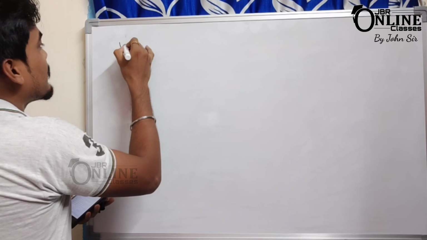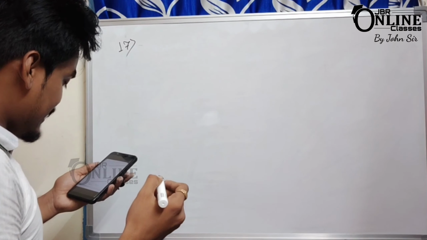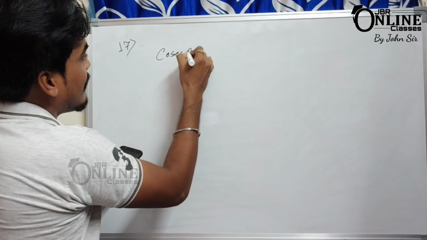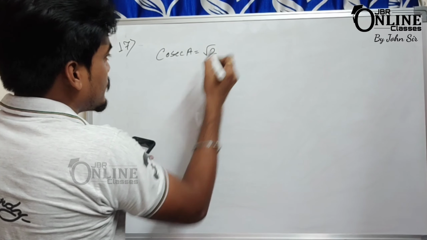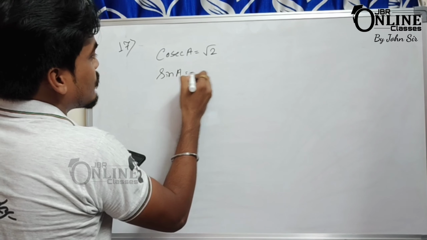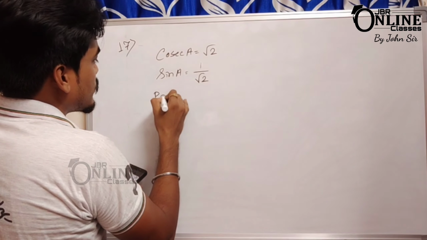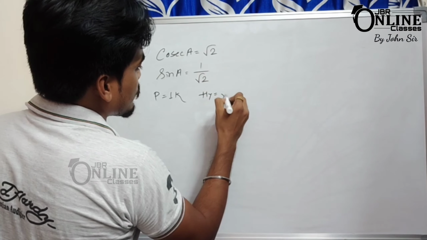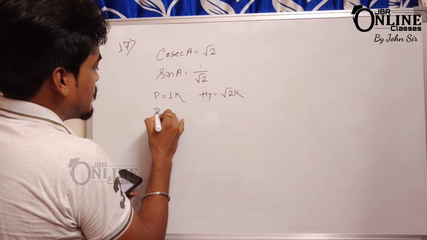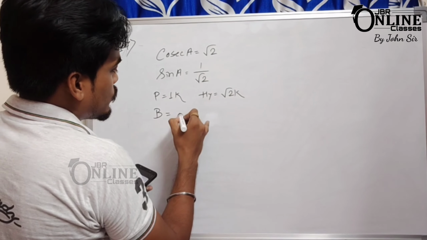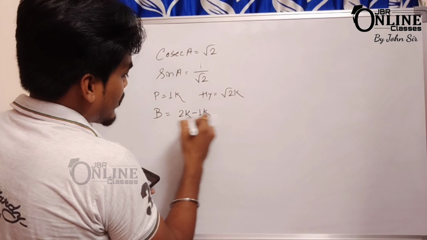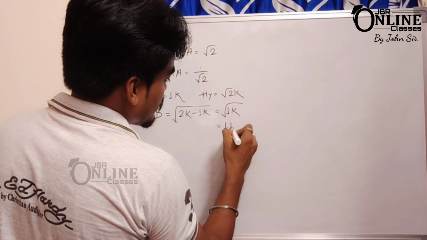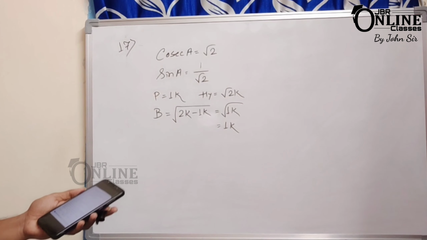Now next, sum number 17. In sum number 17, if A is an acute angle, then cosec A equals root 2. Okay, then sin A equals 1 by root 2. So perpendicular equals 1k and hypotenuse equals root 2k. So base equals root over 2k square minus 1k square. So it becomes again 1k. So base equals also 1k.